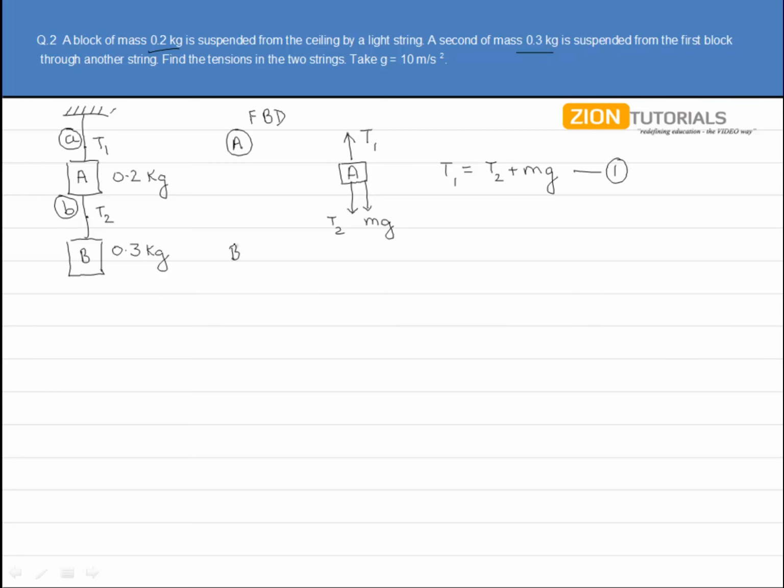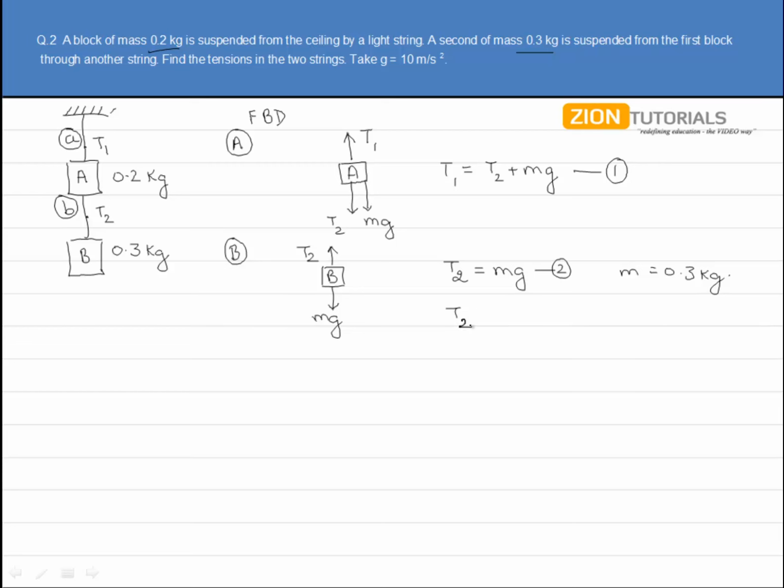In a similar manner, we can make the free body diagram for block B, in which T2 is acting in the upward direction and an mg force is acting in the downward direction. Again, balancing both the forces, we get T2 equals mg. Here, remember m equals 0.3, whereas above it was just 0.2.